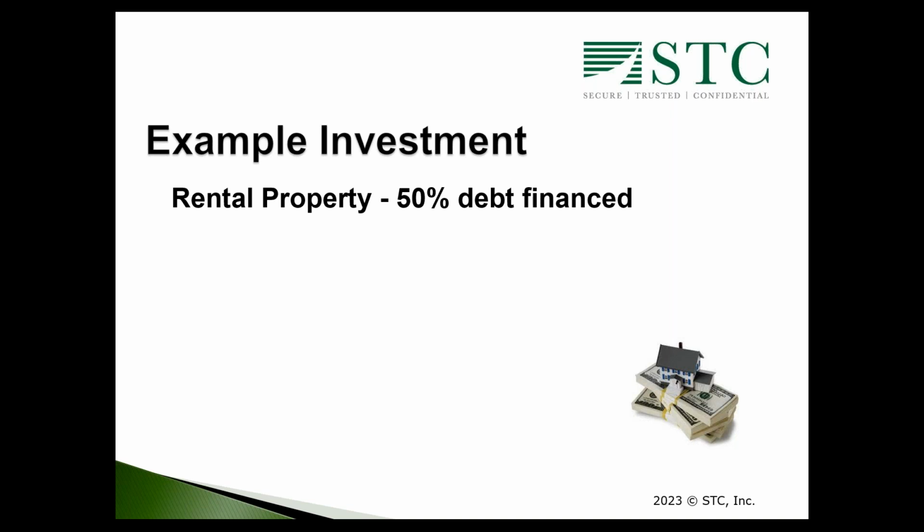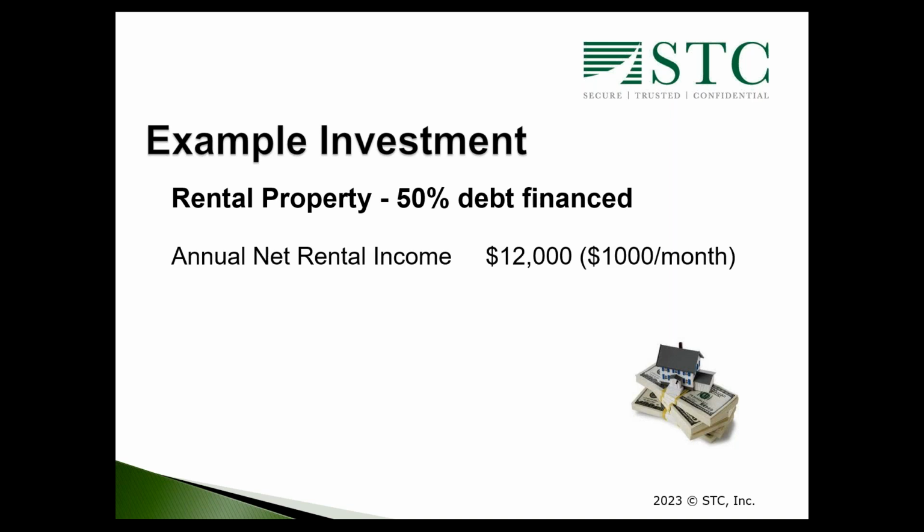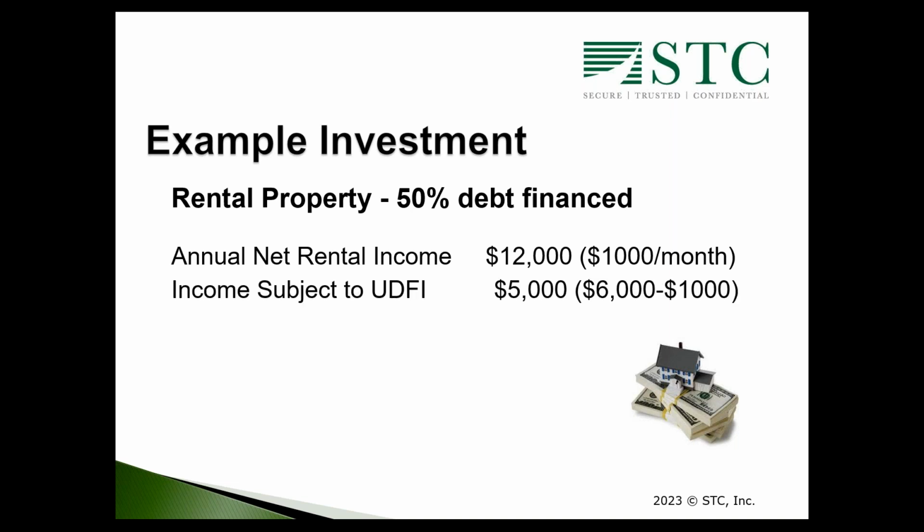This is an example investment where we have a rental property that's 50% debt financed, just like my example. And in this case, the annual net rental income is $12,000. Net meaning I've already deducted all of the expenses, and so about $1,000 a month. The income that's going to be subject to UDFI is $5,000, and here's how I calculated that.